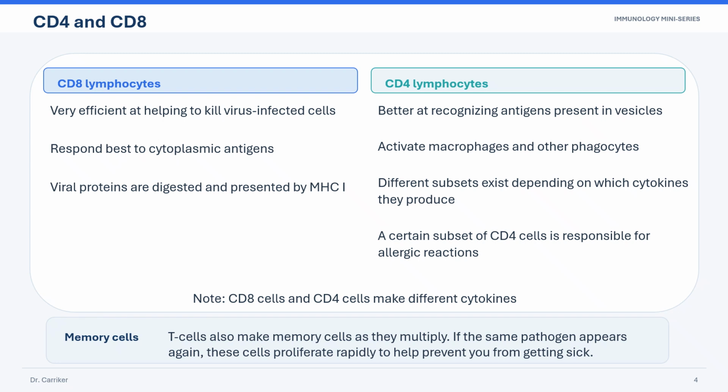Now, one more important point is memory. T cells proliferate during an adaptive response, but not all of them become short-lived effector cells. Some become memory cells. So that means the next time the same pathogen appears, the body can respond more quickly and more effectively. So adaptive immunity is not just about fighting the current infection, but it's also about building future readiness, being able to mount the response in a much quicker manner to start to fight the infection.